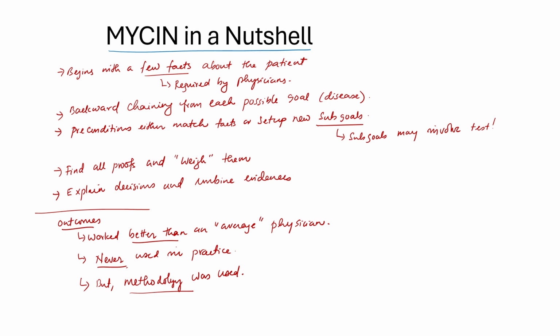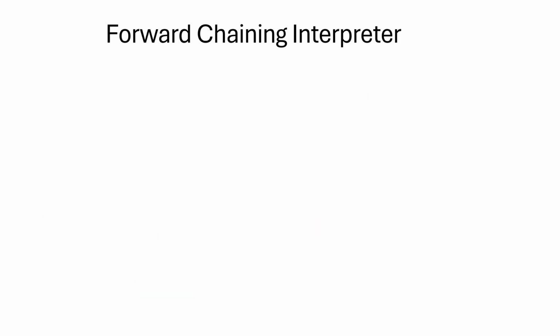So, I request you guys to read through this. Now, we have seen some examples of backward chaining, but we did not talk much about forward chaining. So, let us talk about the forward chaining interpreter today. How does it work?